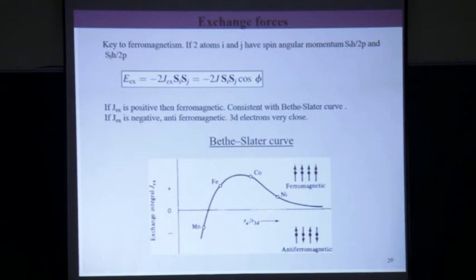So J exchange can be positive, J exchange can be 0, and J exchange can be negative. And because J exchange is positive, 0 or negative, nickel is on the positive side, cobalt is on the positive side, iron is on the positive side. So its J exchange is positive, so it is ferromagnetic. This x-axis is Ra by Rd, Ra divided by R of the 3d electrons.